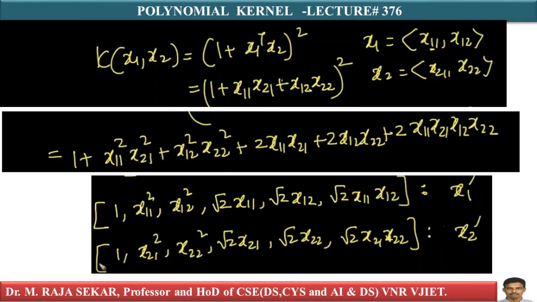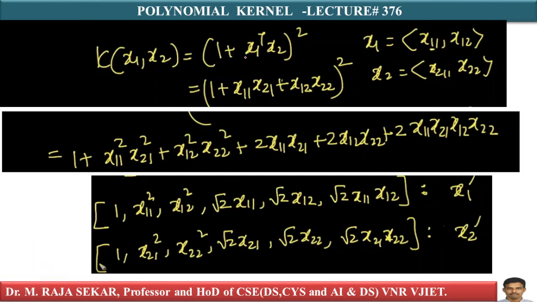What is K of x1 comma x2? It is 1 plus x1 transpose x2 whole square. Let me assume x1 is a vector of two components, that is, 2D. x11 is the first component, x12 the second component. The first subscript indicates the point, the second subscript indicates the dimension. So this is first point, first dimension, first point, second dimension. In a similar manner, there is another vector, x2: x21 is the second vector, first dimension, and x22 is the second vector, second dimension. So x1 and x2 are two-dimensional vectors, isn't it?